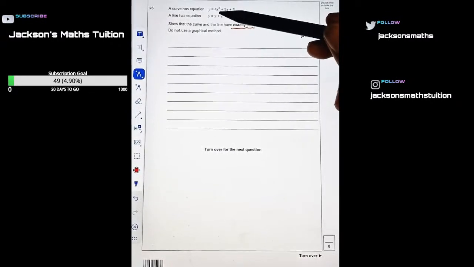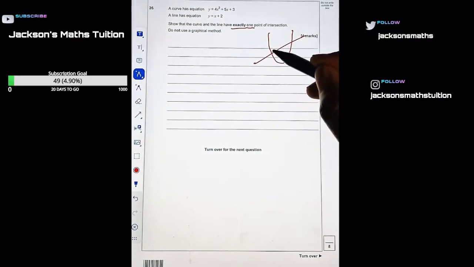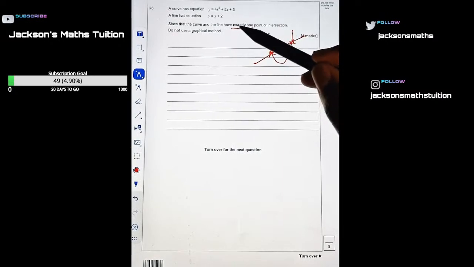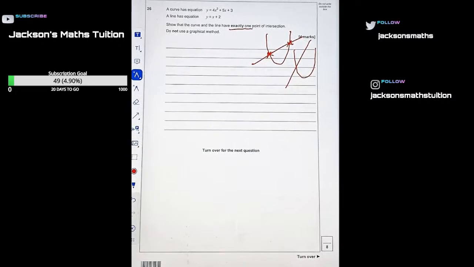Now, if these two are intersecting, then it means that they're going to meet at 2 points. Okay, so we have the quadratic, and then we're going to have the linear, and they're going to meet at 2 points. But this says we need to show that it only has one point of intersection. So a standard quadratic and linear graph would look like this. So if we're trying to show that this has one point of intersection, then it's probably going to look like something like that. Something of the sort. Okay?